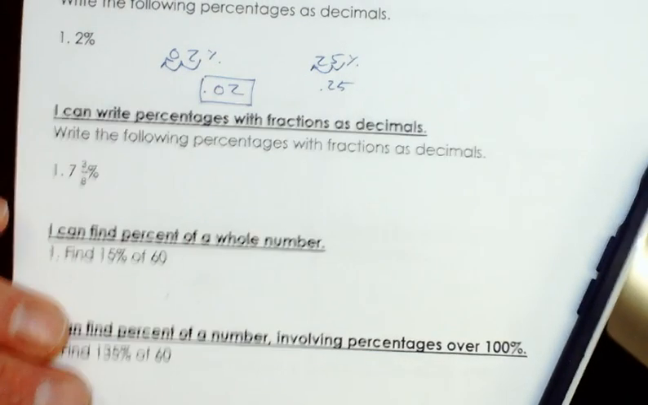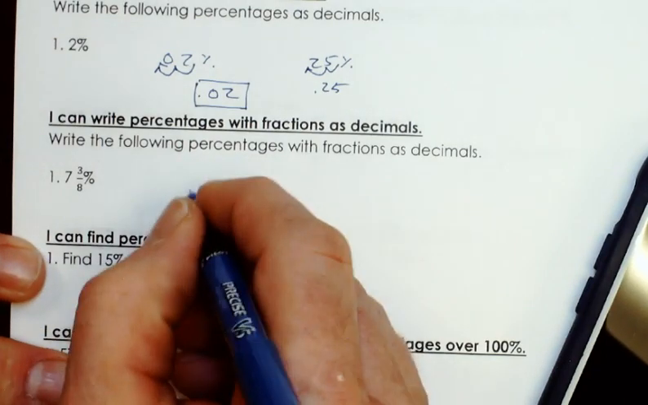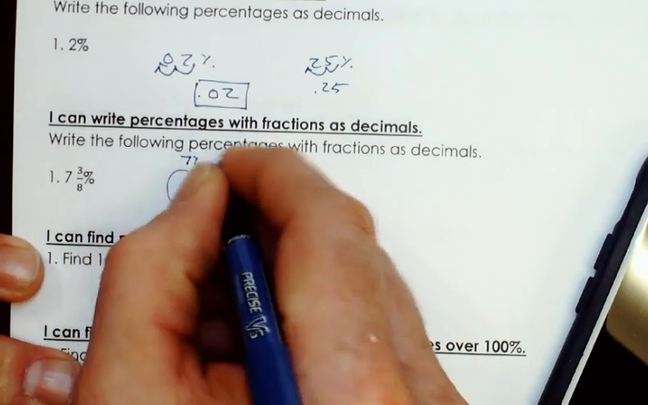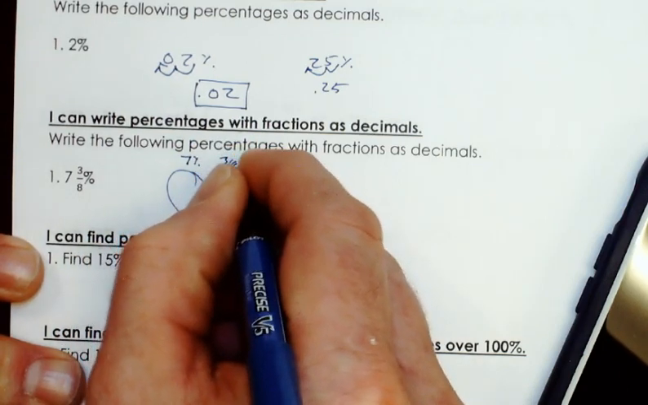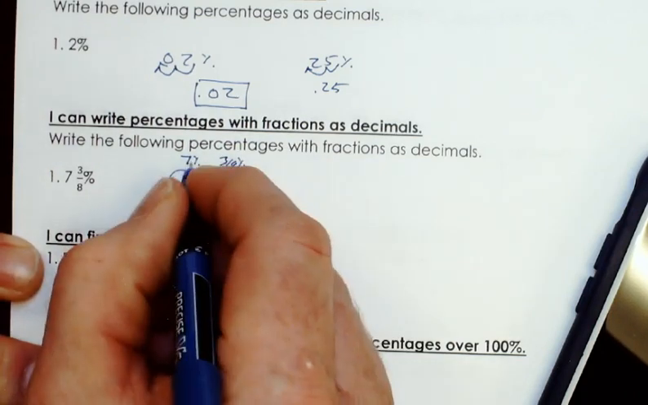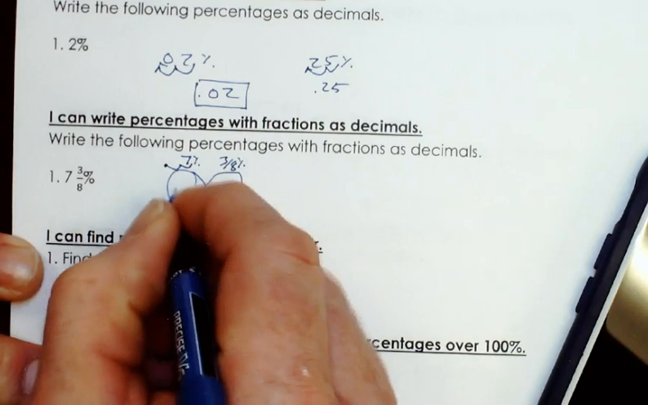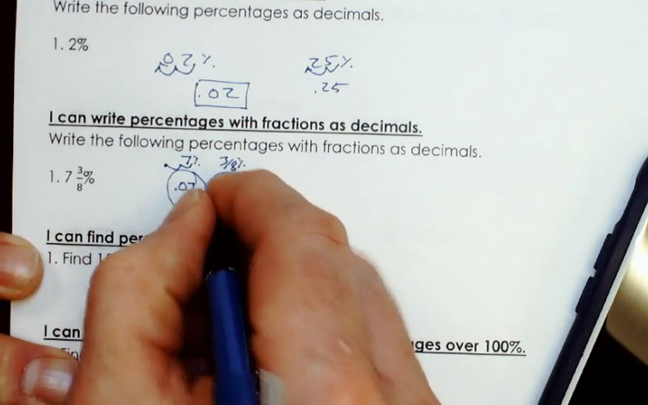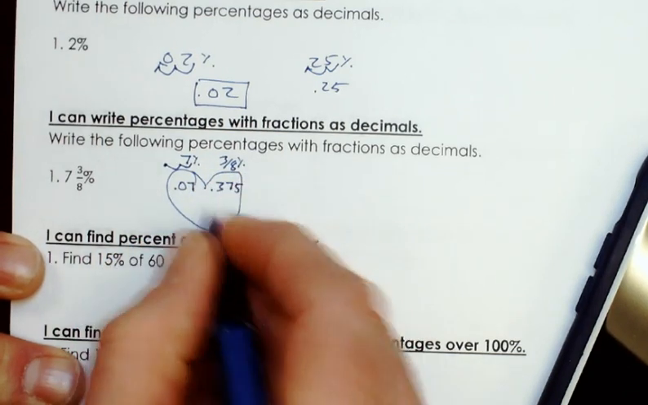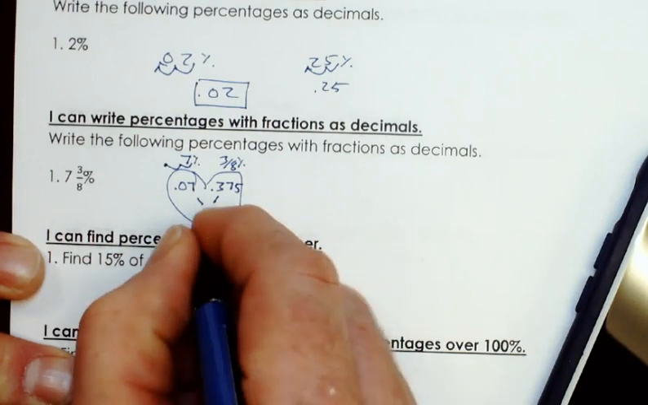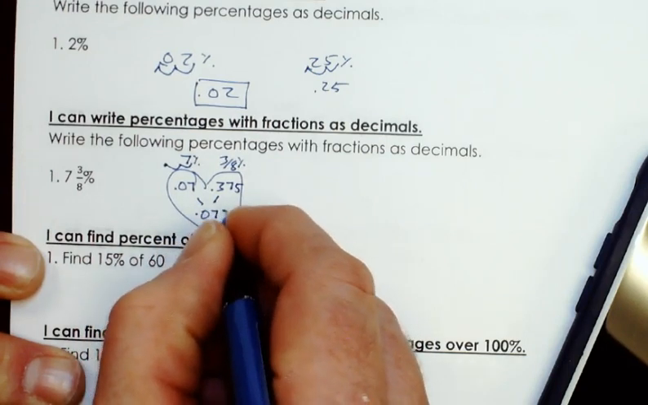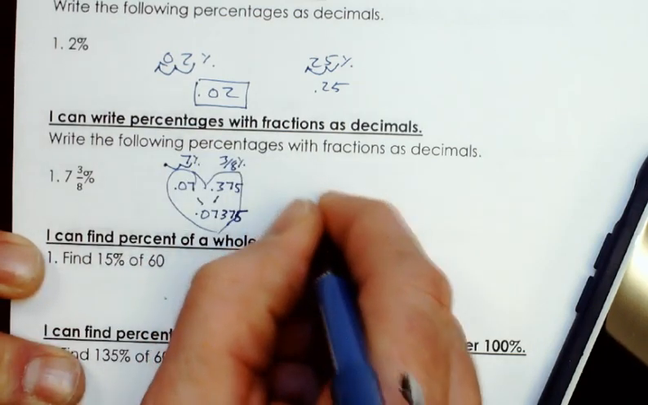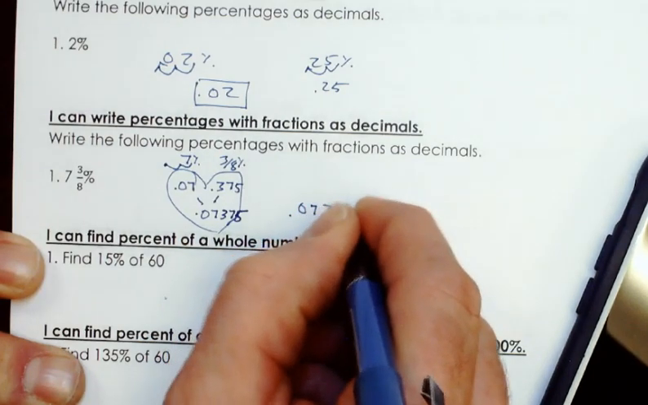I can write percentages with fractions as a decimal. I like to think about this in terms of the heart when I do this. So I really have 7% and I have 3/8%, right? Well, make 7% into a decimal. I'm going to move it 2 times. I'm going to have 0.07. And then if I take 3 divided by 8 on my calculator, I'm going to get 0.375. So now I can just put these 2 guys together at the bottom of the heart. It's 0.07375. I'm going to write that over here, 0.07375.